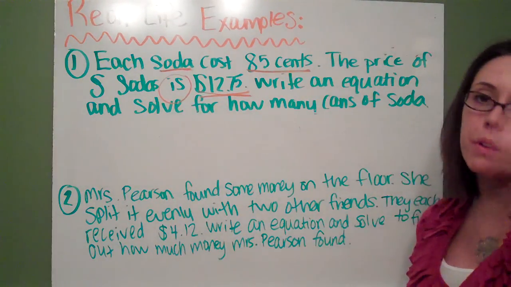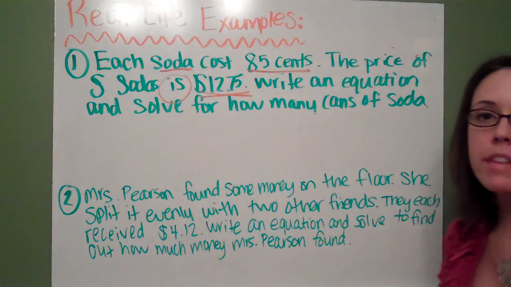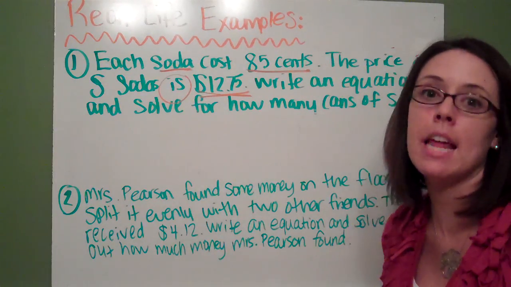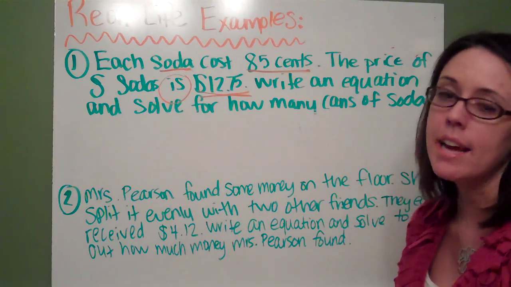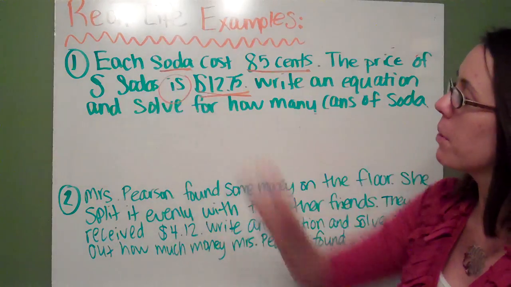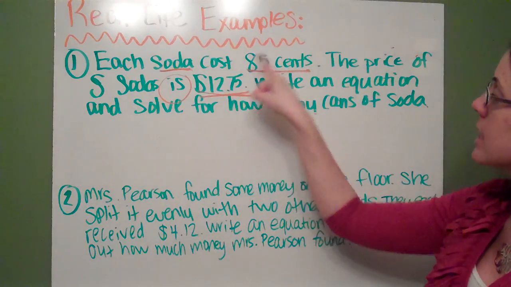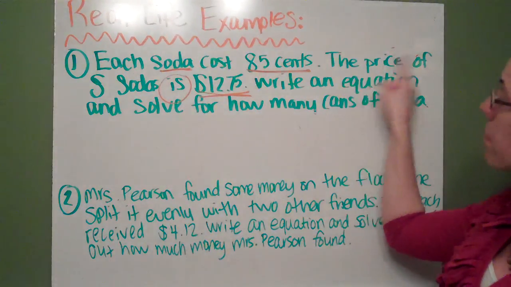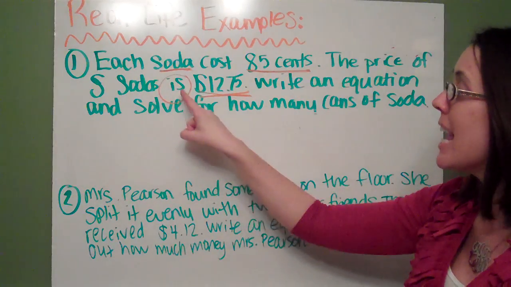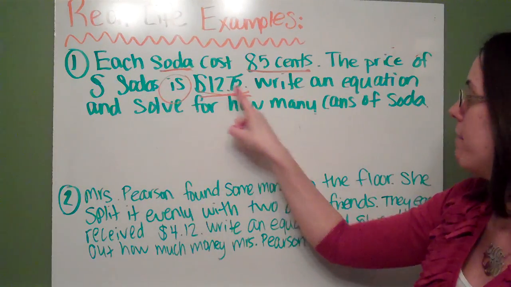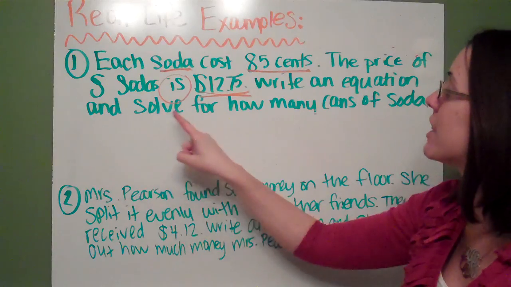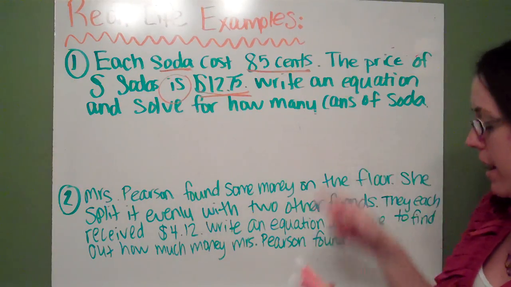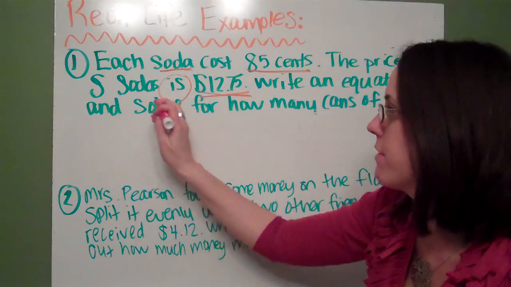Now we have 2 real-life examples. We're not going to solve these for time's sake, but I'm going to show you how to set them up and write a one-step equation. Real-life examples. Number 1. Each soda costs 85 cents. The price of S sodas is $12.75. Write an equation and solve for how many cans of soda. It says solve, but we're not going to solve for time's sake.